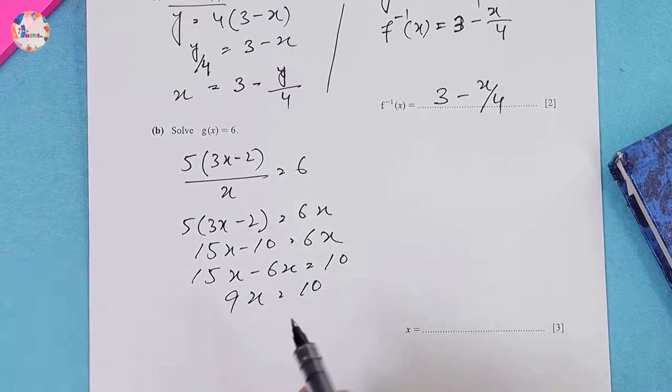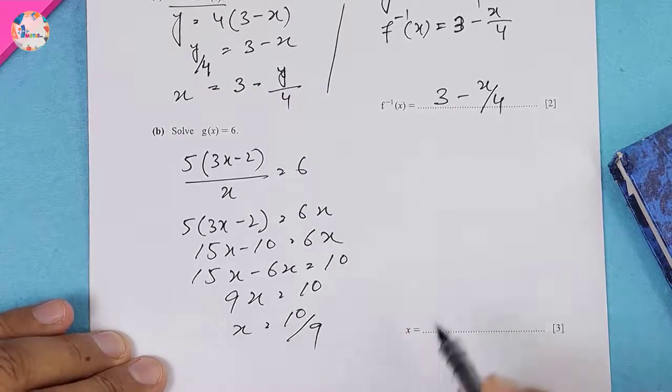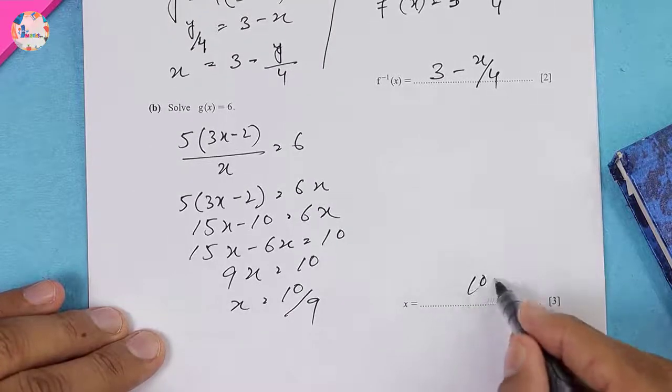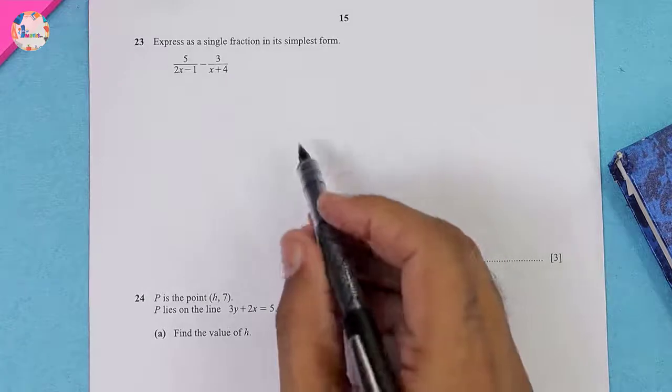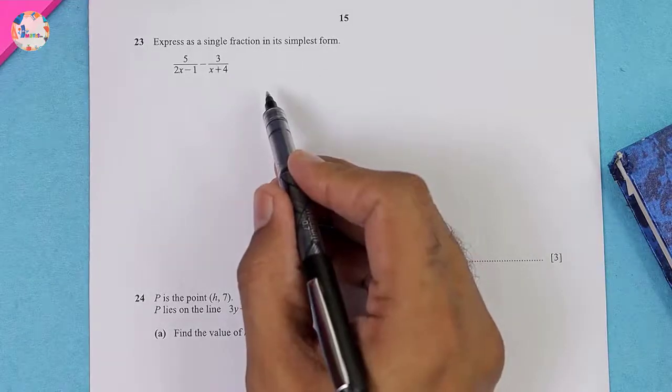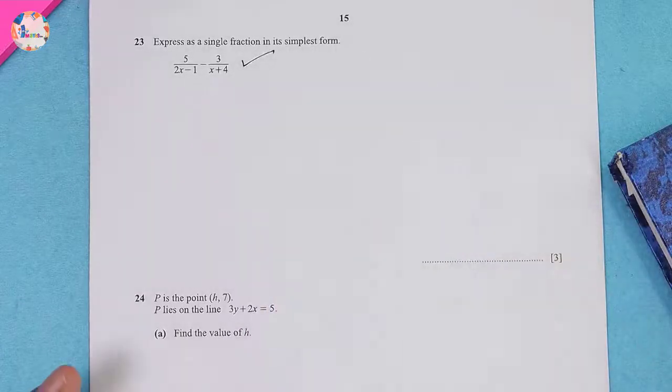So x will be equal to 10 over 9, so we can write 10 over 9 over here, and this will be our final answer. Question number 23, express as single fraction in its simplest form. This is the fraction we have to write in simplest form.